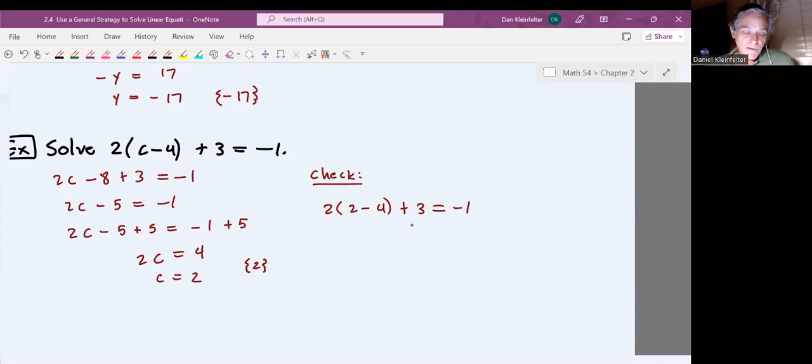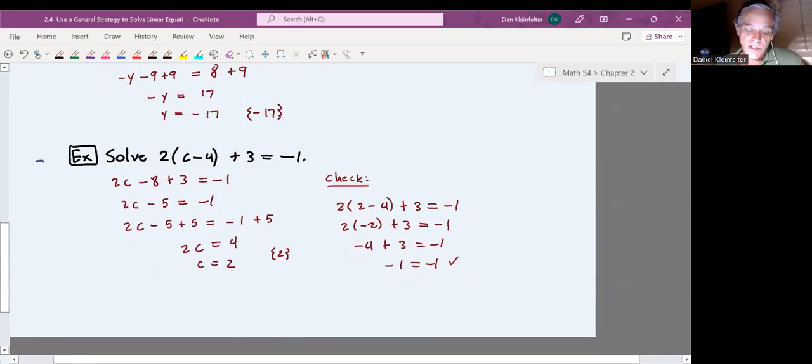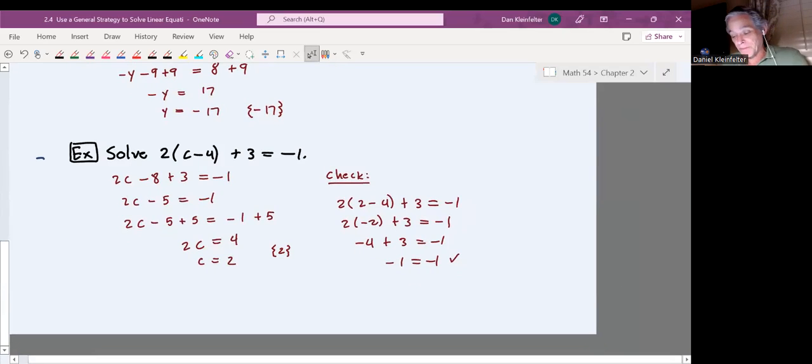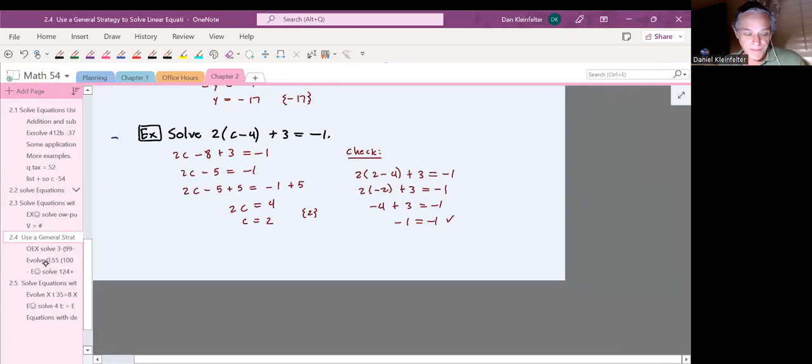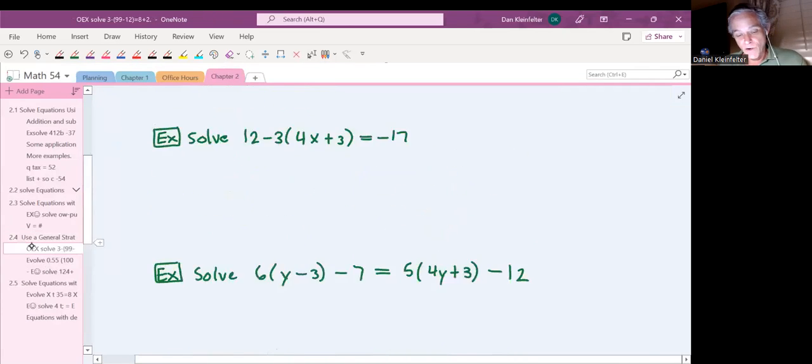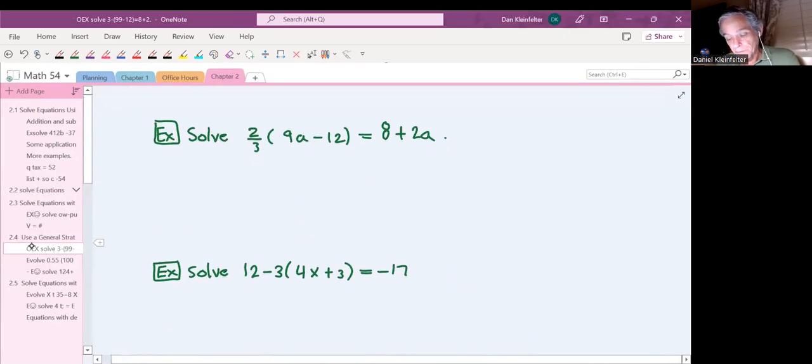Okay, so here I've replaced the C by the 2 that I think is the solution, and we're going to calculate and see if we get a true statement or a false statement. And it looks like we're going to get a true statement. So that verifies our solution is 2. Or I've made 2 offsetting mistakes, but I think that we're right. Okay, all right, so let's go on to see some more examples.